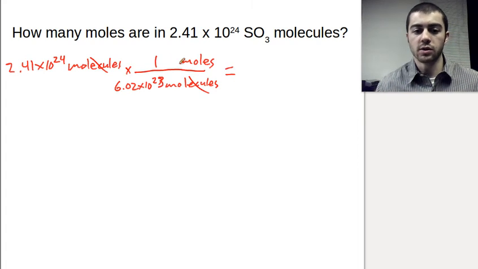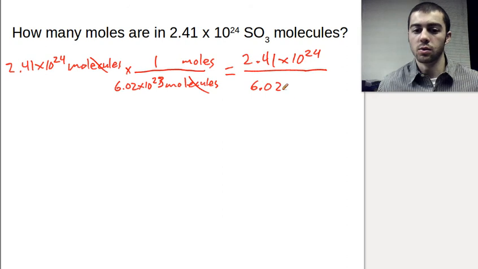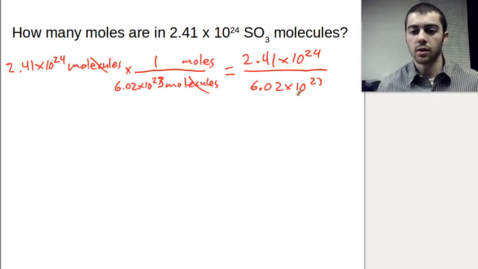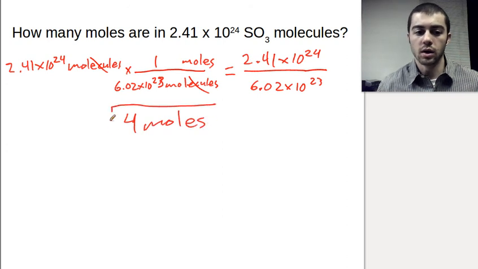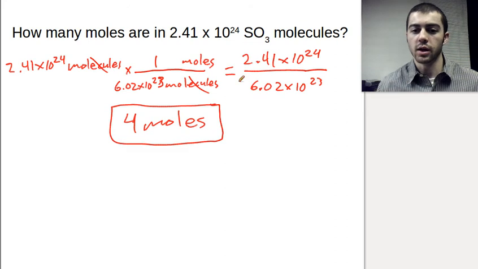So here, if we multiply straight across the top, we get 2.41 times 10 to the 24th. If we go straight across the bottom, we get 6.02 times 10 to the 23rd. So then we just have to divide this out to get our final answer, and our final answer here will be 4 moles in this quantity of sulfur trioxide molecules. So again, another unit conversion here. We're just using the same conversion factor, how many molecules or particles or atoms are in 1 mole.